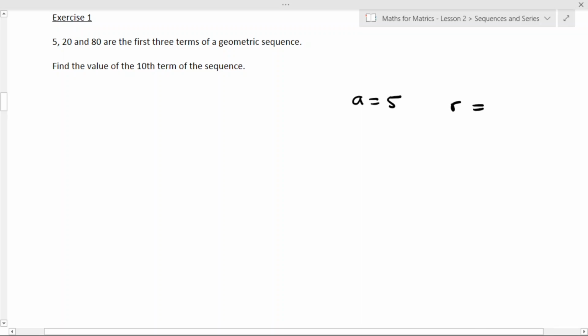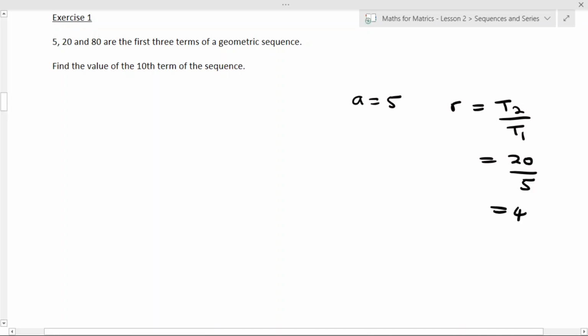r is equal to term number 2 divided by term number 1. 20 is term number 2, and 5 is term number 1. 20 divided by 5 is 4. Therefore r is equal to 4.